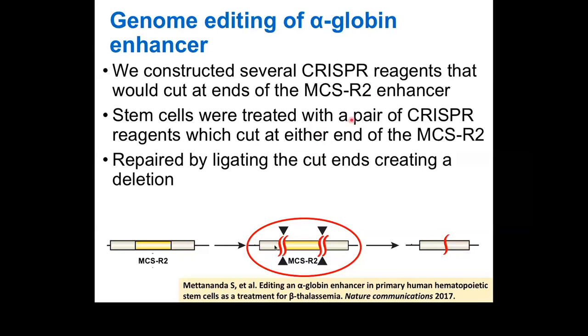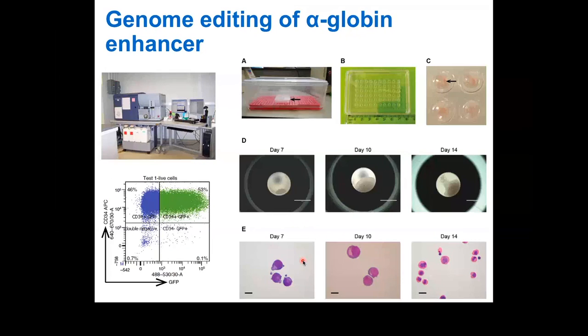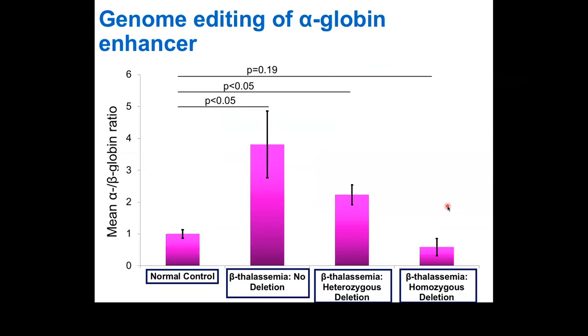What we did, and this was published in our paper, was to mutate this enhancer using CRISPR-Cas9 genome editing tools in hematopoietic stem cells and grow them in tissue culture plates, to find out whether it had made any effect. These are the results of that study.